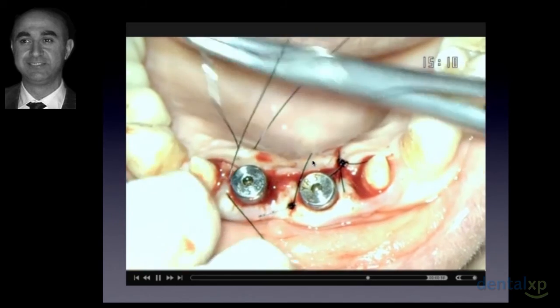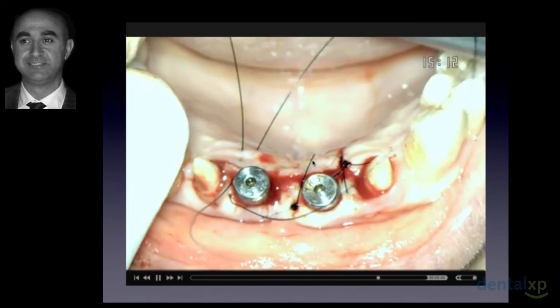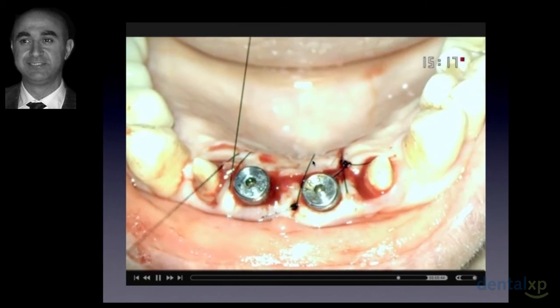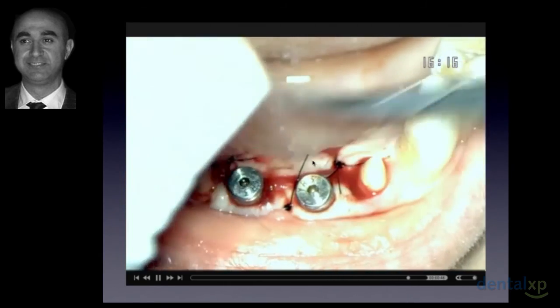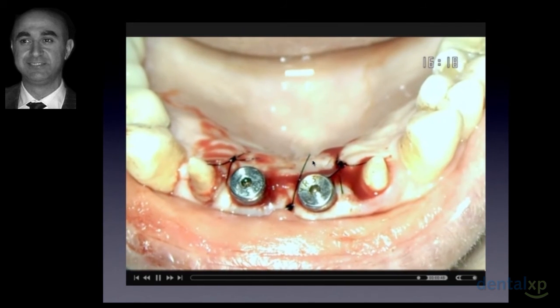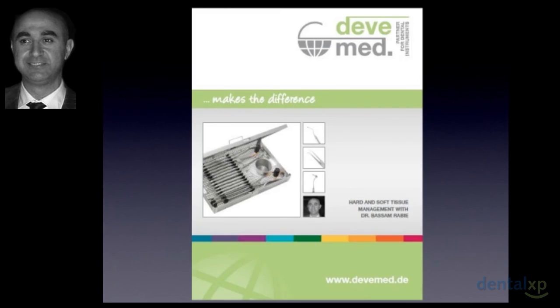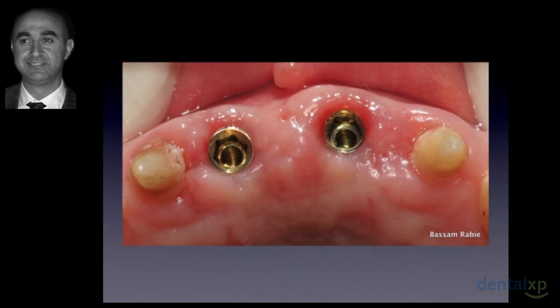As you can see, the suture was a vertical mattress sling suture to keep these pedicle tissues intact until they are healed completely between the implants and the natural teeth. Of course, as I said before, I have to thank Devemed for supplying me with a kit which I chose with them that really helps in soft and hard tissue manipulation or management in implant dentistry.